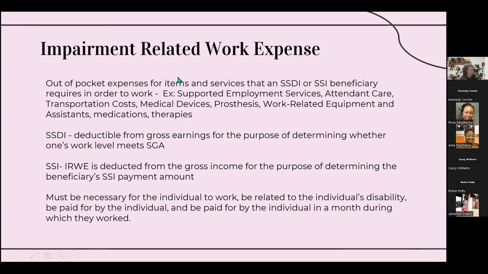So impairment-related work expenses, PASS plans, Ticket to Work, you're not going to really find that with people who have CP or Down syndrome or autism spectrum disorder.